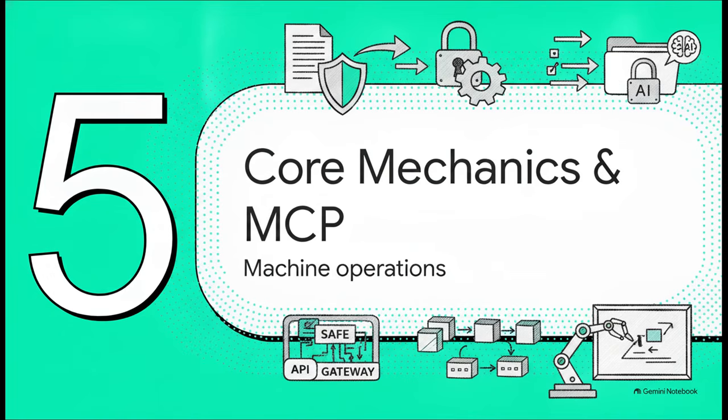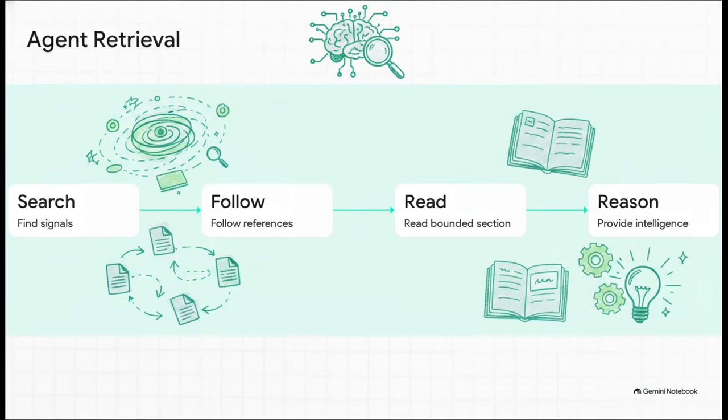Section 5 takes us into the core mechanics and MCP, safe mutations and portability. How do we actually make this safe for machine interaction? Because letting autonomous agents write to your project documentation sounds terrifying if you don't have the right API contracts. Under the Model Context Protocol, or MCP, an AI agent operates surgically.